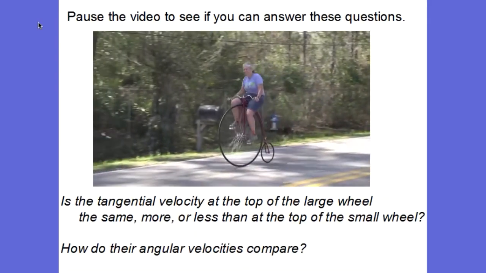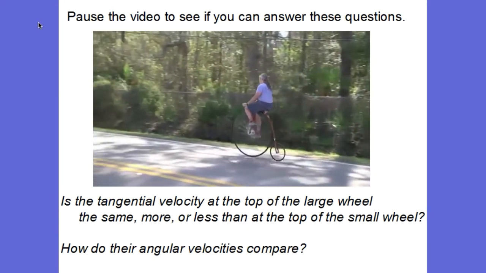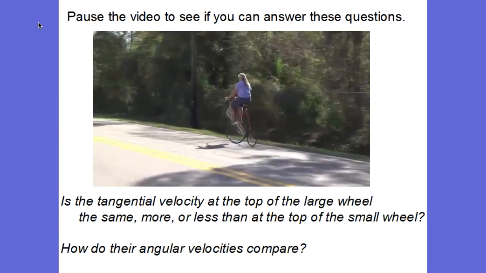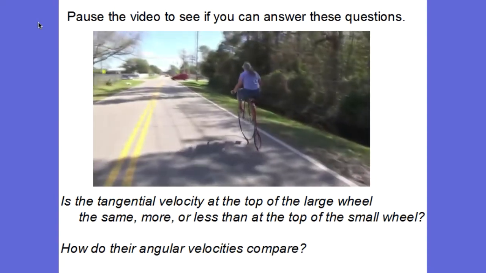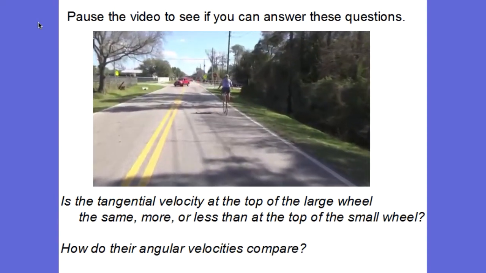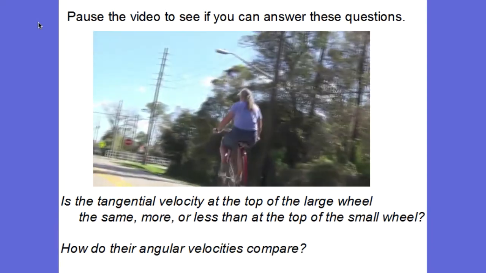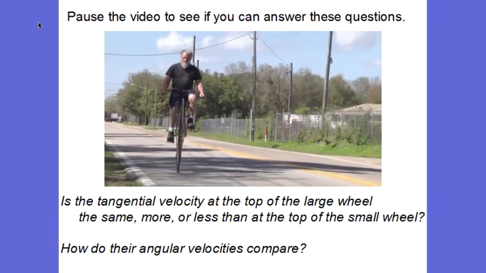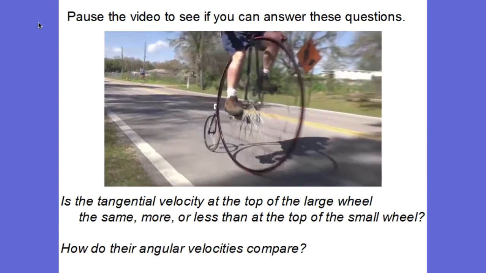In this short movie of a person riding a bike that has two different size wheels, try to answer these questions. Is the tangential velocity at the top of the large wheel the same, more, or less than that at the top of the small wheel? And also ask yourself, how do the angular velocities of the large and small wheel compare?